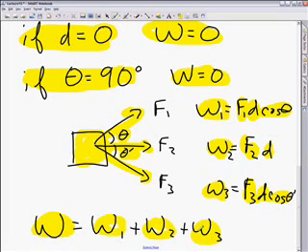Okay? So when we're working with scalars, we can just add them together. We don't have to worry about their vectors, even though we had to use that in this example to find out each of these works in the parallel direction. Okay?